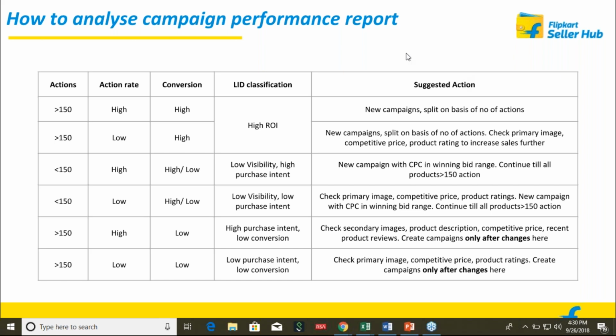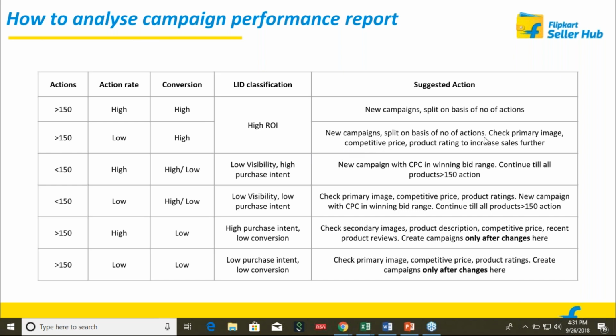Yes. So, say for example, let's pick up this particular line item, right? Let's say this product has got greater than 150 actions, which means it has got enough chances to showcase itself, right? The action rate is low, which means if people view the product, not many of them go to check out the product. So the problem is in the customer intent. However, once they do check out the product, the conversion is quite high, right? So typically, these are the kind of products which will give you high ROI along with the first line item, of course. The suggested action here is that you put in a new campaign, right?